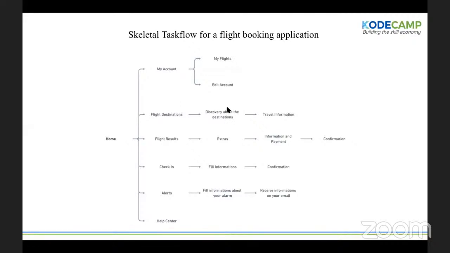So basically this skeletal task flow just shows the information that would come after this page, or after this information should come this next information. After checking in should be filling in information, and there may be a confirmation. Maybe they may send you an email or a text message saying your flight has been booked, and we'll call you on your travel date, or as the case may be. So basically this is just a very simple skeletal task flow for the flight booking application.